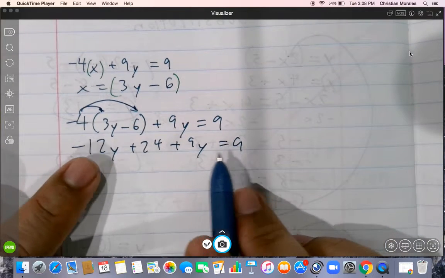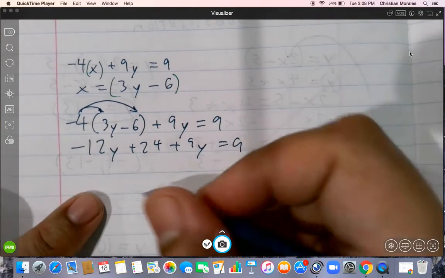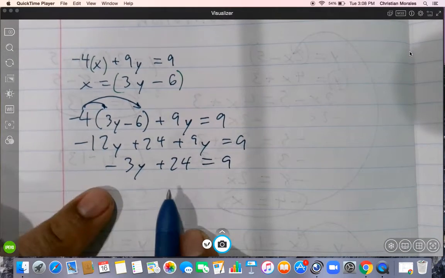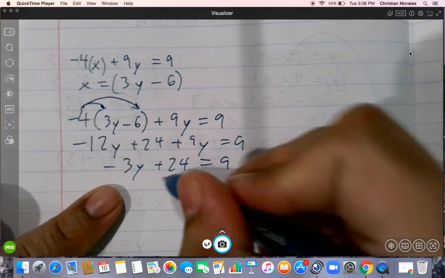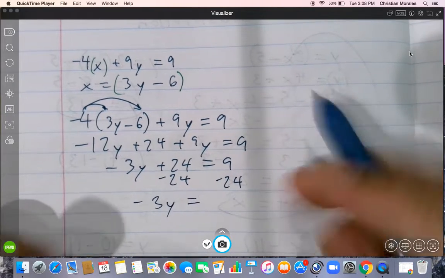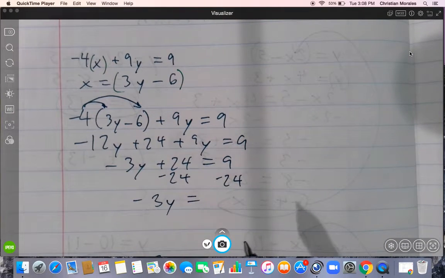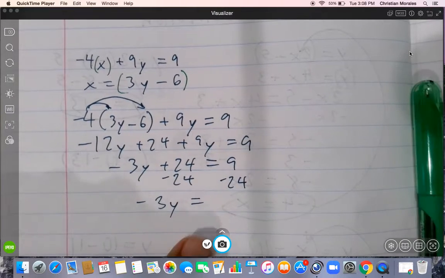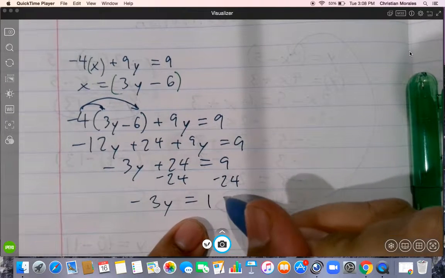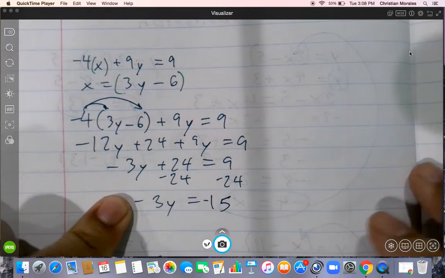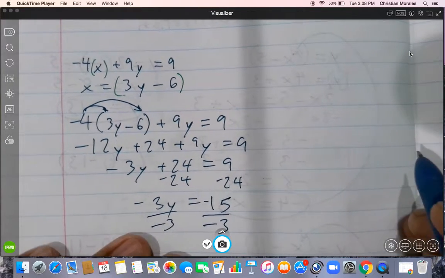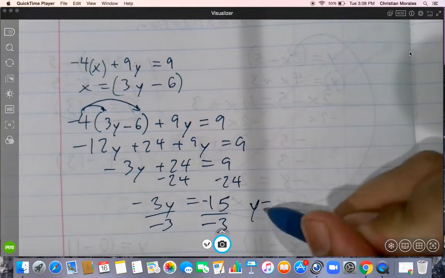Got a long problem. You have two y's. Let's put those together. Let's move this 24 because I want the y by itself. Nine minus 24, that's going to be 15, negative 15. You're going to divide both sides by negative 3. First answer, y equals positive 5.